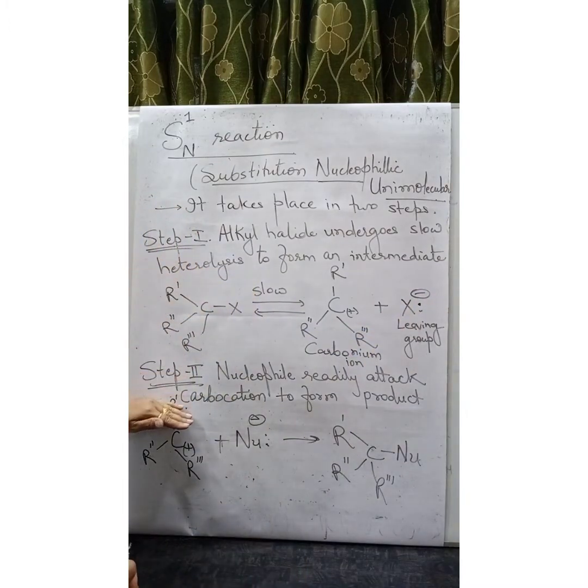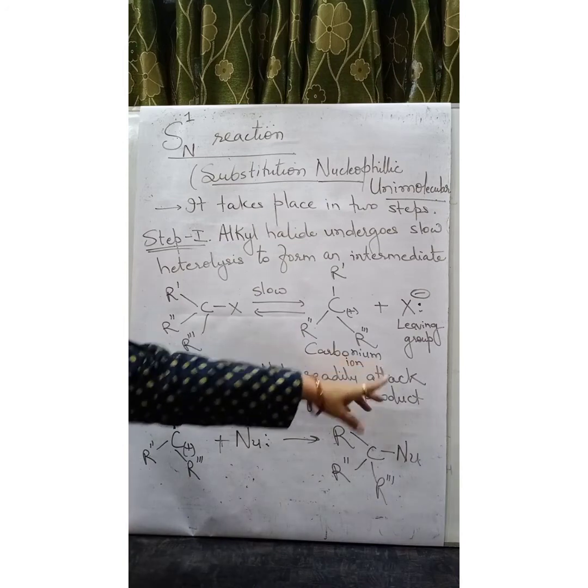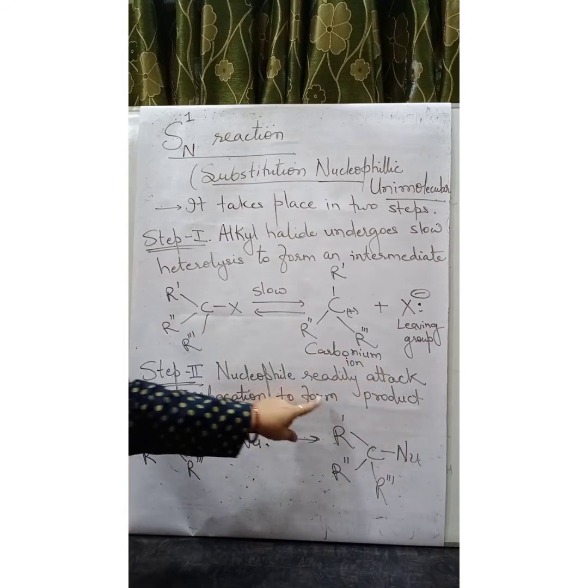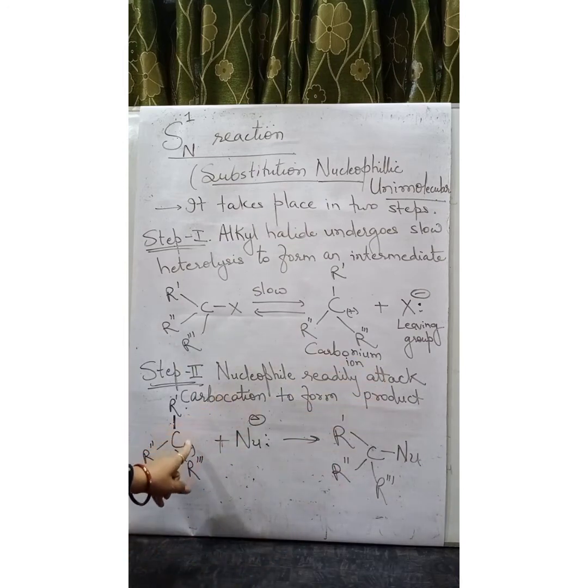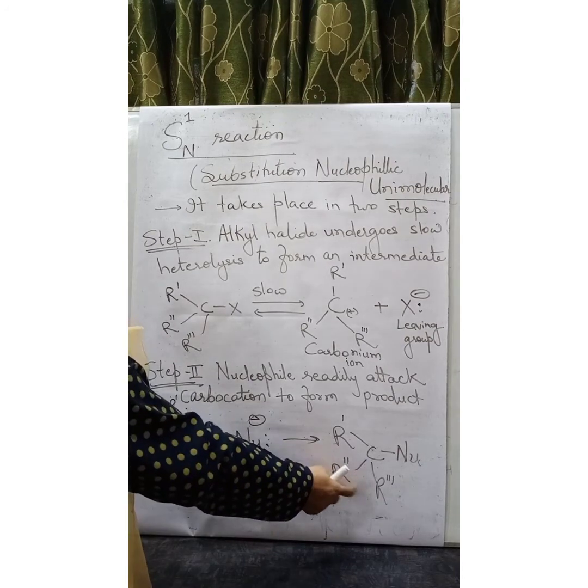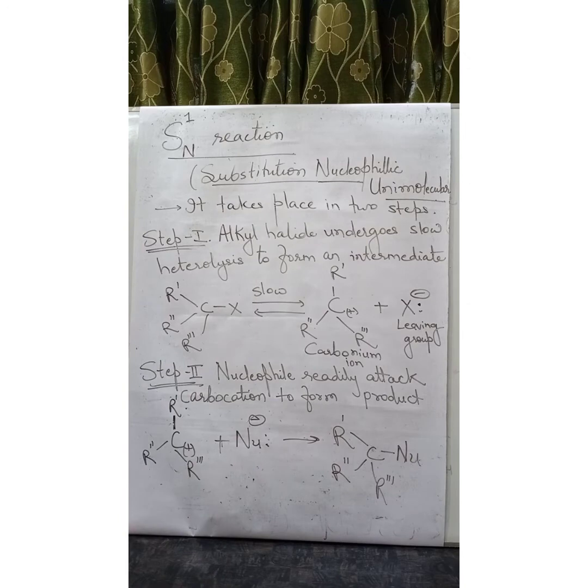In step number 2, the nucleophile readily attacks this carbocation to form the product. So nucleophile attacks this electron deficient carbon and it results in the formation of substitution product. Now here we will notice that this reaction takes place in 2 steps and the product formed is a mixture of inverted and the product is also having inverted configuration and with the retention of configuration.